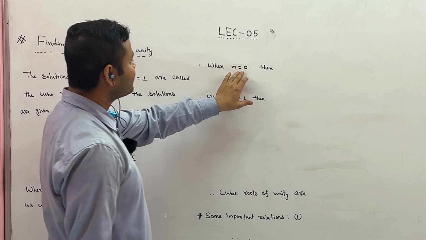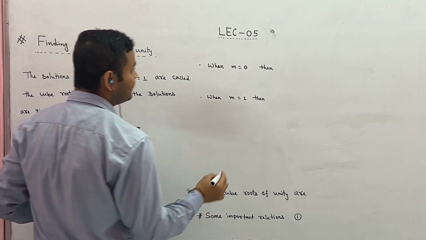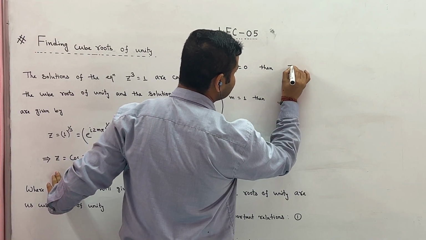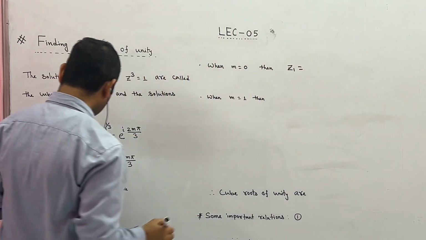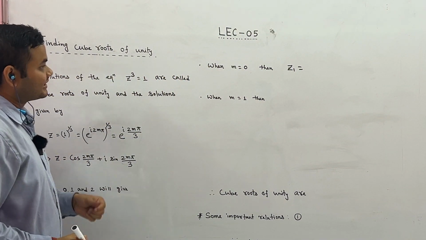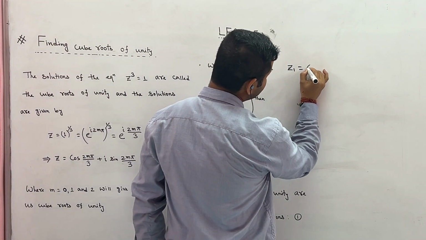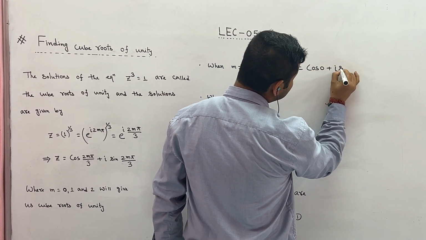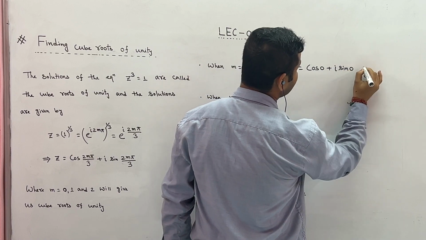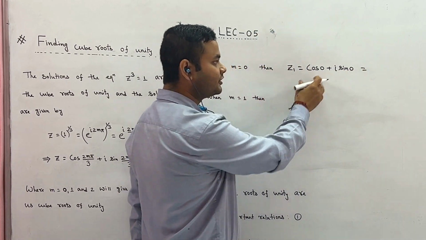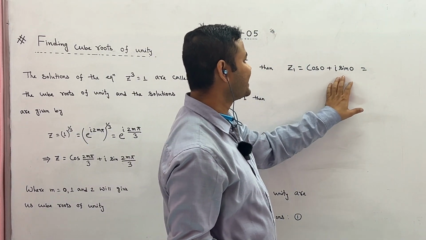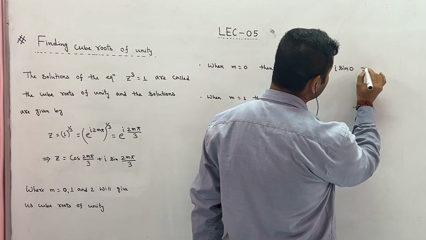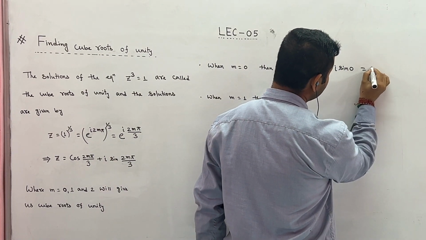So when m equal to 0, we will get the first root. So z1 will be equal to cos 0 plus iota sin 0. We know that cos 0 is 1 and sin 0 is 0. So therefore the first root will be equal to 1.